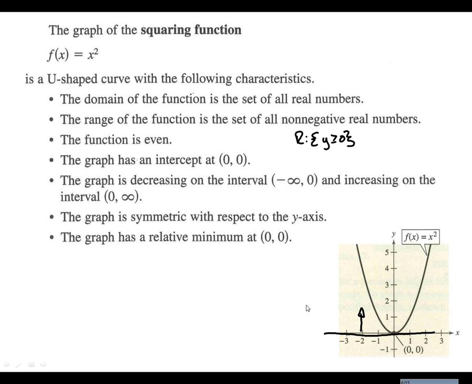For this function, the function is even. We have symmetry on the y-axis. If we folded this over, we'd have the exact same shape. It has an intercept at the origin at 0, 0, and it's decreasing from negative infinity all the way down to 0, and then it turns around and it increases all the way to positive infinity. We've already said it's symmetric with respect to the y-axis. That's the same as saying even, and the graph has a relative minimum at its intercept of 0, 0.